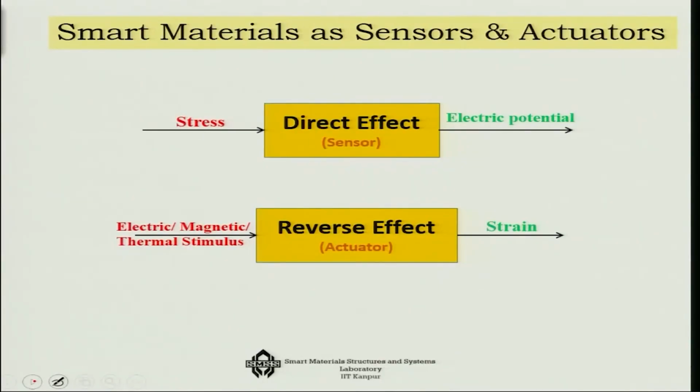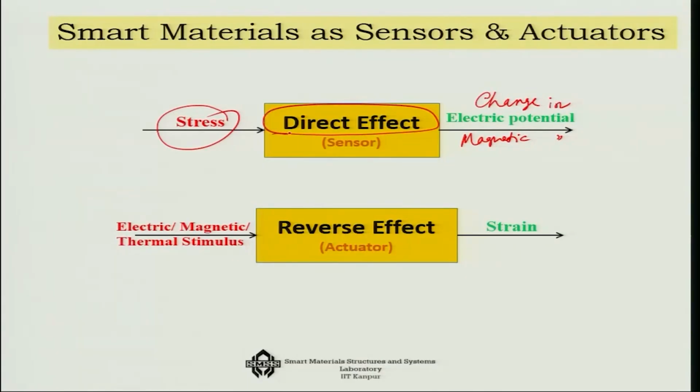So there are two types of this smart sensing and actuation. One is, you are applying stress, that is the mechanical load, and you are getting a change in electric potential, or magnetic potential, and so on and so forth. This is called the direct effect.